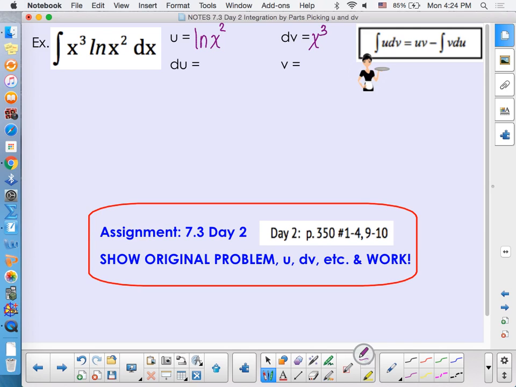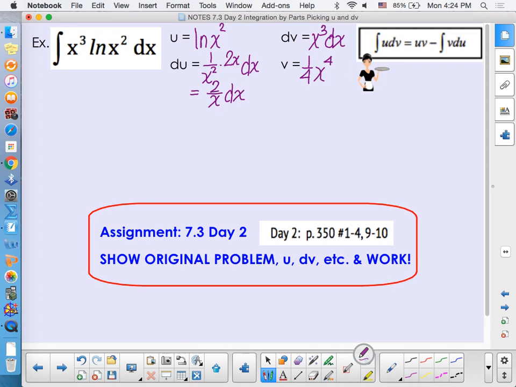And in this case, x cubed dx for a dv. So natural log of x squared's derivative, 1 over x squared, a little chain rule, get that 2x. dx will clean that up. So that's really going to be 2 over x dx. Okay, doing antiderivative, so we go from dv to v, we're going to end up with 1/4 x to the 4th.